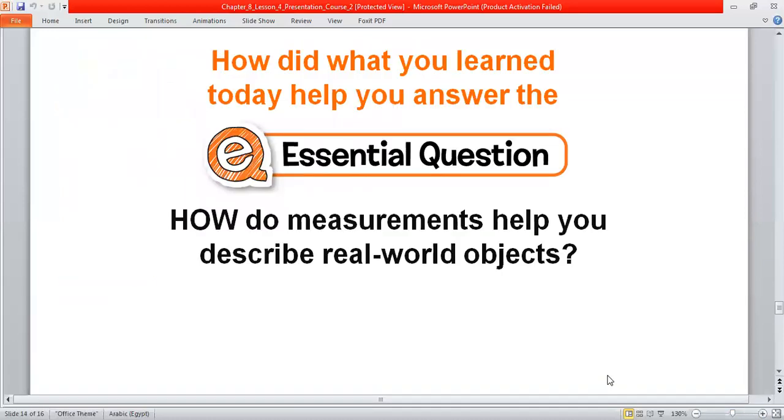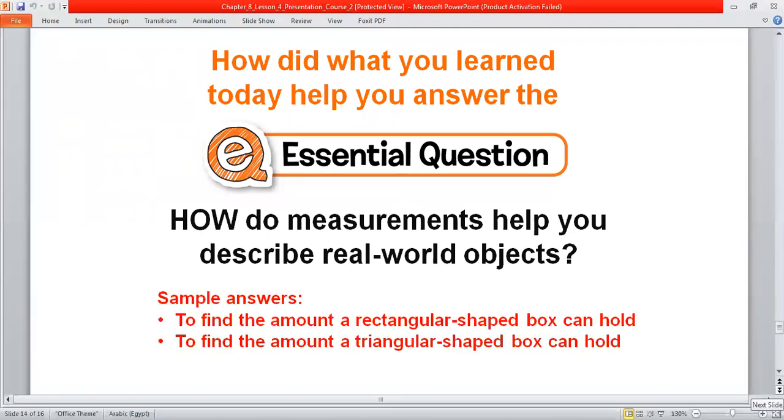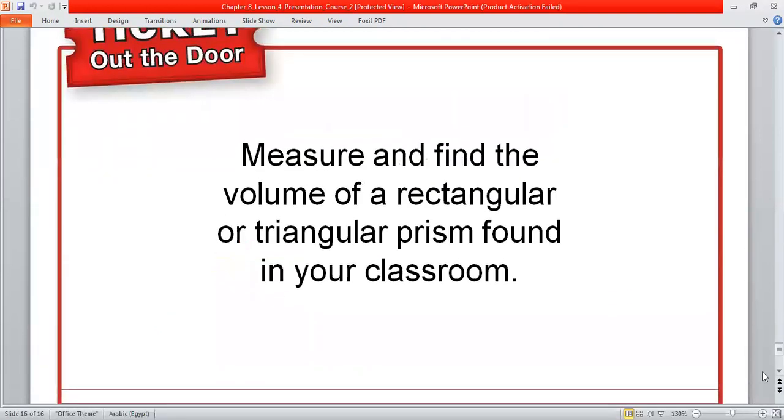Okay, thank you, Muhammad. Read with me what we said in this slide. Read, Muhammad. How did what you learned today help you answer the essential question? How do measurements help you describe real world objects? Okay. The next one, look with me at that.